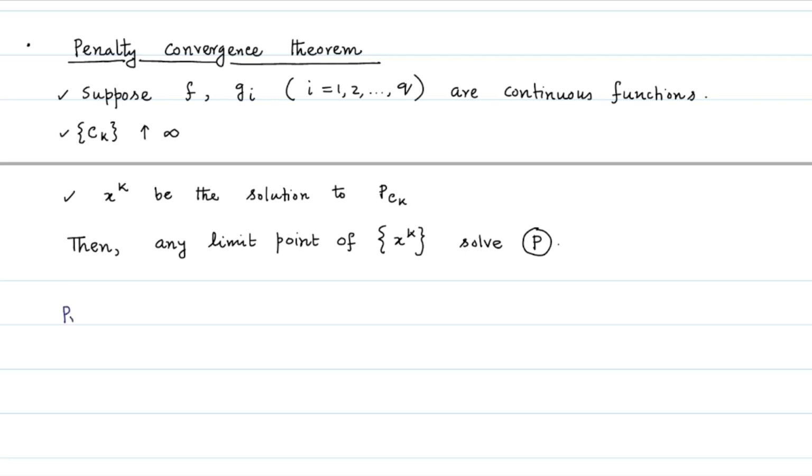A proof of the result is as follows. Let us suppose x hat is a limit point of the sequence x_k. Here I recall by limit point I mean a subsequential limit. So there exists a subsequence of x_k that converges to x hat.